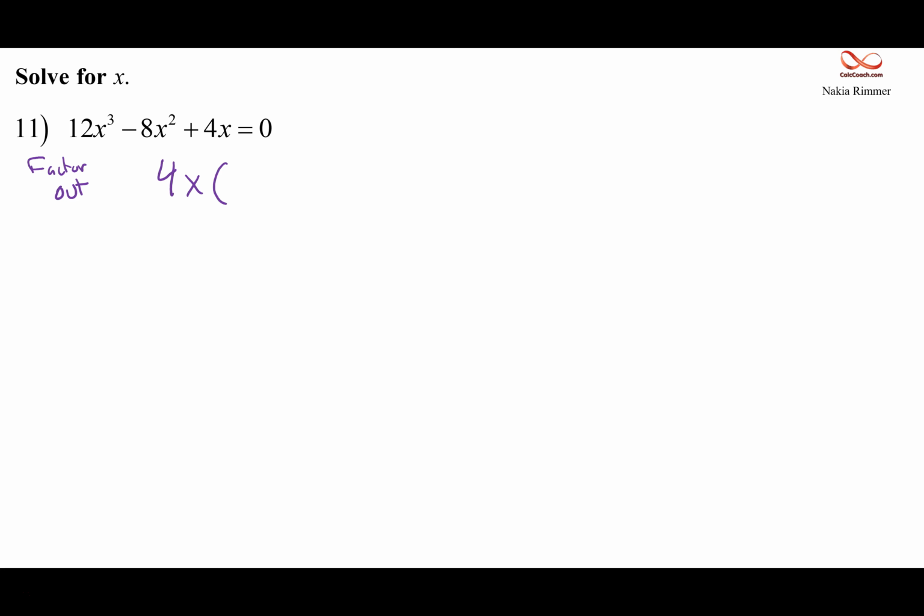12x cubed would be 3x squared times 4x. Negative 8x squared would be negative 2x times 4x. And then 4x is going to be just a 1 times 4x. And this is equal to 0. Now, normally when a constant comes out, you kind of ignore the constant, but when a variable comes out, you can't ignore it.